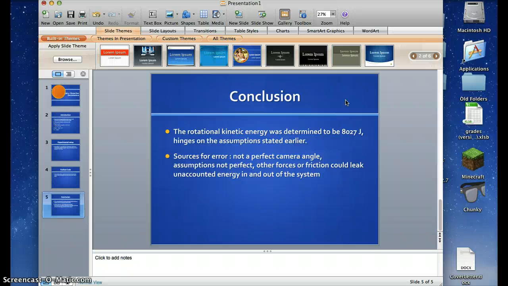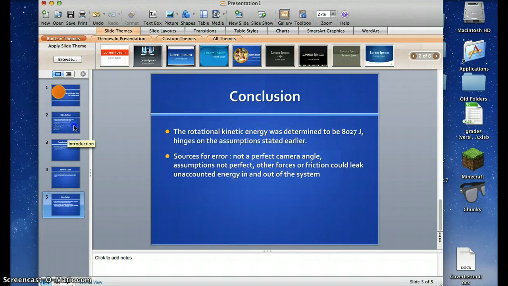So my concluding results, to summarize again: the rotational energy was determined to be 8,027 joules. This hinges on the previous assumptions that I stated. Several sources of error I identified: the camera angle was definitely not perfect, and my assumptions were not perfect. Other forces or friction could leak unaccounted energy into the system, which would also affect the values and make it not a perfect example of conservation of energy.